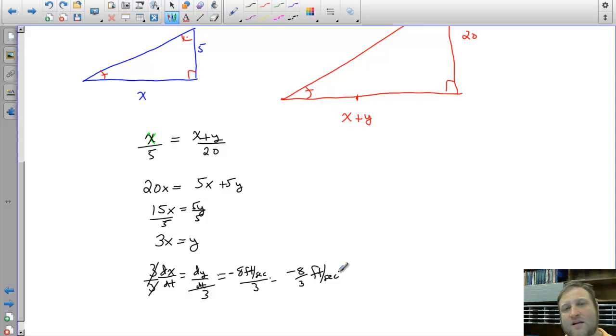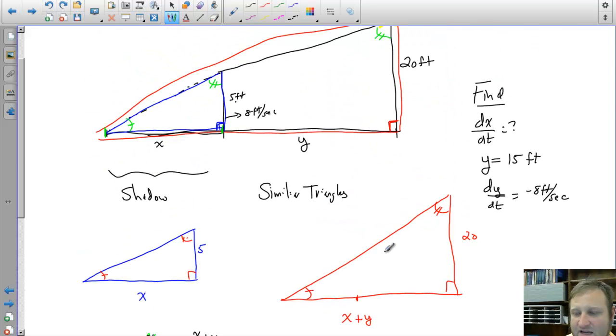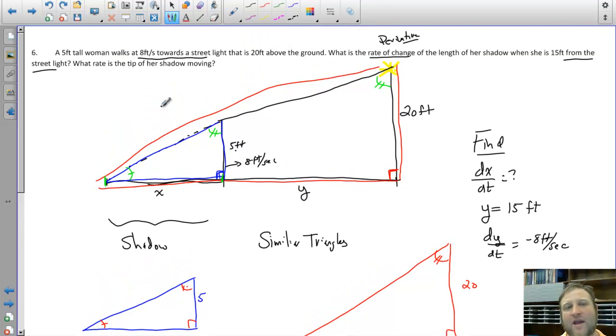So I know a lot of times when we research this problem, or if we see something similar, people don't understand why that value is negative, but it's negative because this length is changing and becoming smaller, which means that the rate of change must be negative. So we answered the first part.